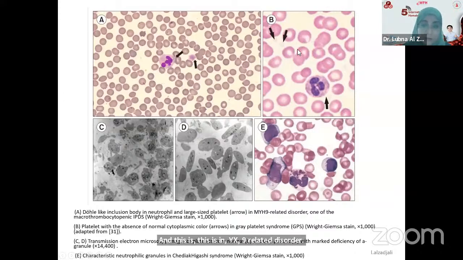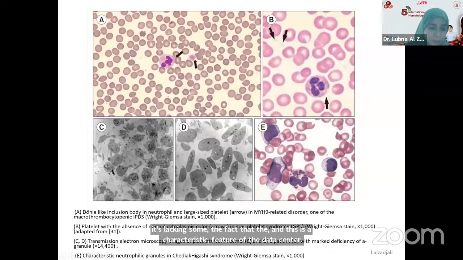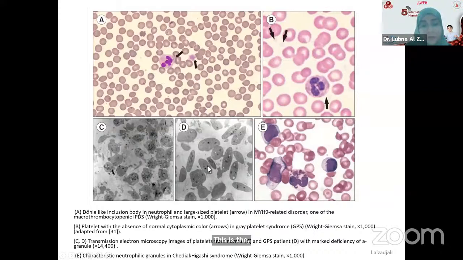The other morphology is that this is a platelet actually, but it's lacking some of the granules in it. So it looks like a tail, and this is a characteristic feature of gray platelet syndrome. This is the confocal microscope, which shows normal platelets with normal granulation, but here there is absence of alpha granules, which is characteristic of gray platelet syndrome.